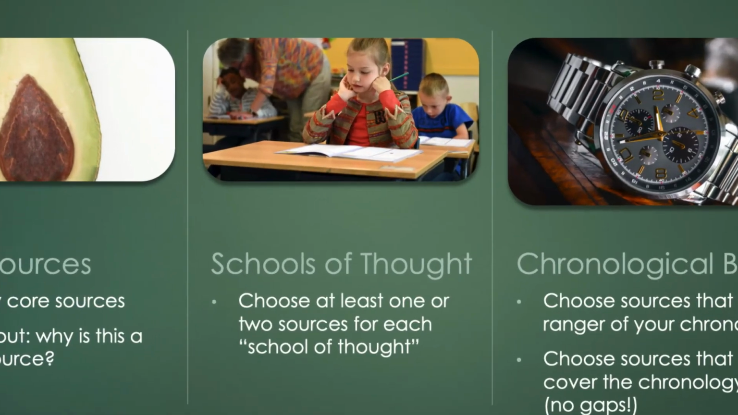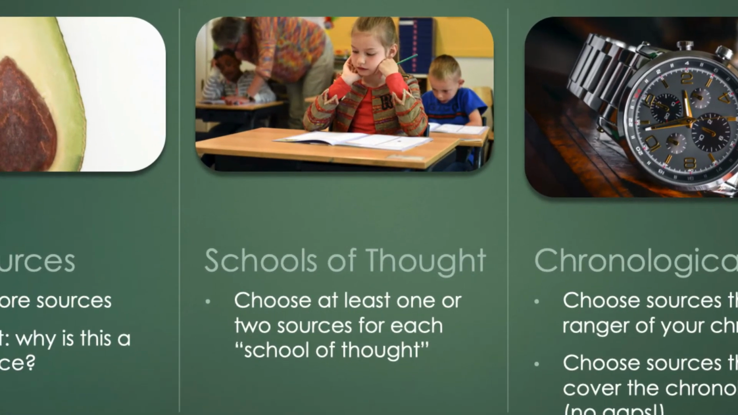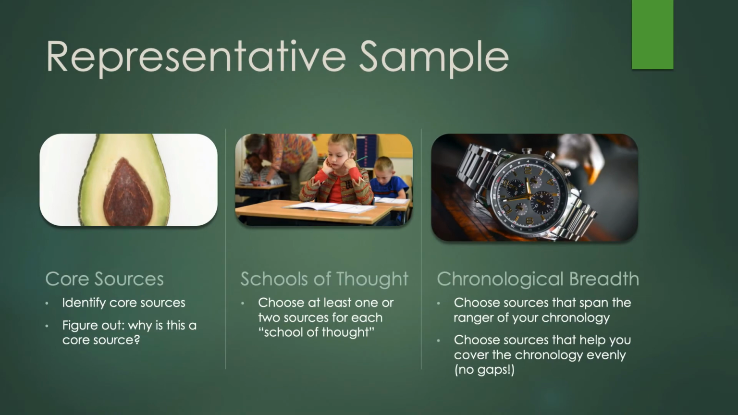Second, think through the schools of thought or the historiographical camps and make sure that you have at least one or two sources from every school of thought that you've identified. The point of a representative sample is that it is a collection of sources that represent the whole debate. So you have to choose sources that represent each historiographic camp and do justice to the camp's main arguments or methodologies.